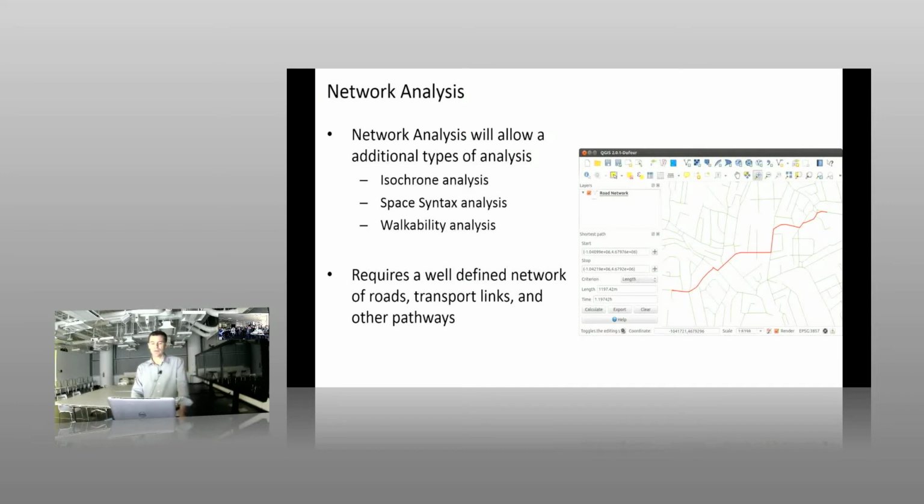And so three things we're focusing on now are isochrone analysis, space syntax analysis, and walkability analysis. These are all kinds of analysis that make a lot of sense at these large scales. All these types of analyses are types of network analysis, and they all require a well-defined network of roads, transport links, and other pathways. So at the moment, the challenge is that when we're generating these 3D models, we also need to generate the networks. At the moment, we're just generating the building forms, but not the networks.